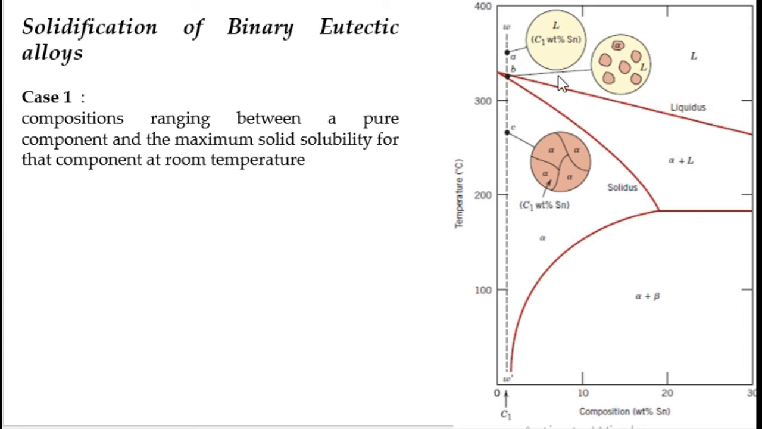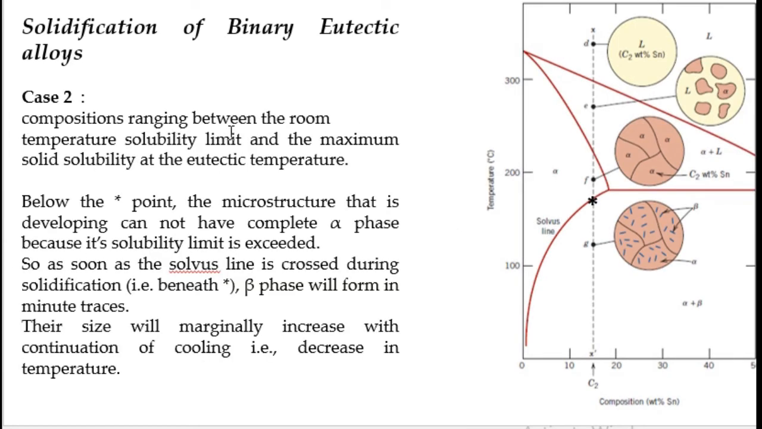We have a liquid plus solid phase, and then upon crossing the solidus line, it becomes completely solid, and then as you keep on decreasing the temperature, the solid size may increase. Okay. Second case is compositions ranging between the room temperature solubility limit and the maximum solubility at eutectic temperature. So this was the room temperature solubility limit at this location, and maximum solubility at eutectic temperature is this.